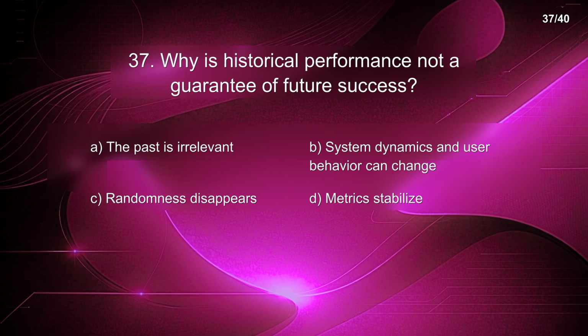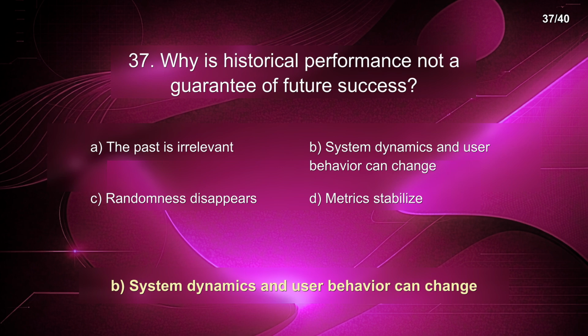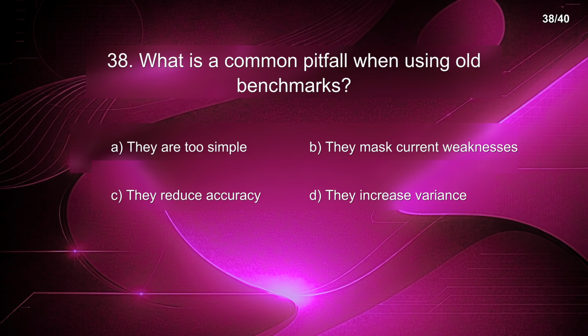Correct answer is B. System dynamics and user behavior can change. 38th question. What is a common pitfall when using old benchmarks? A. They are too simple. B. They mask current weaknesses. C. They reduce accuracy. D. They increase variance.